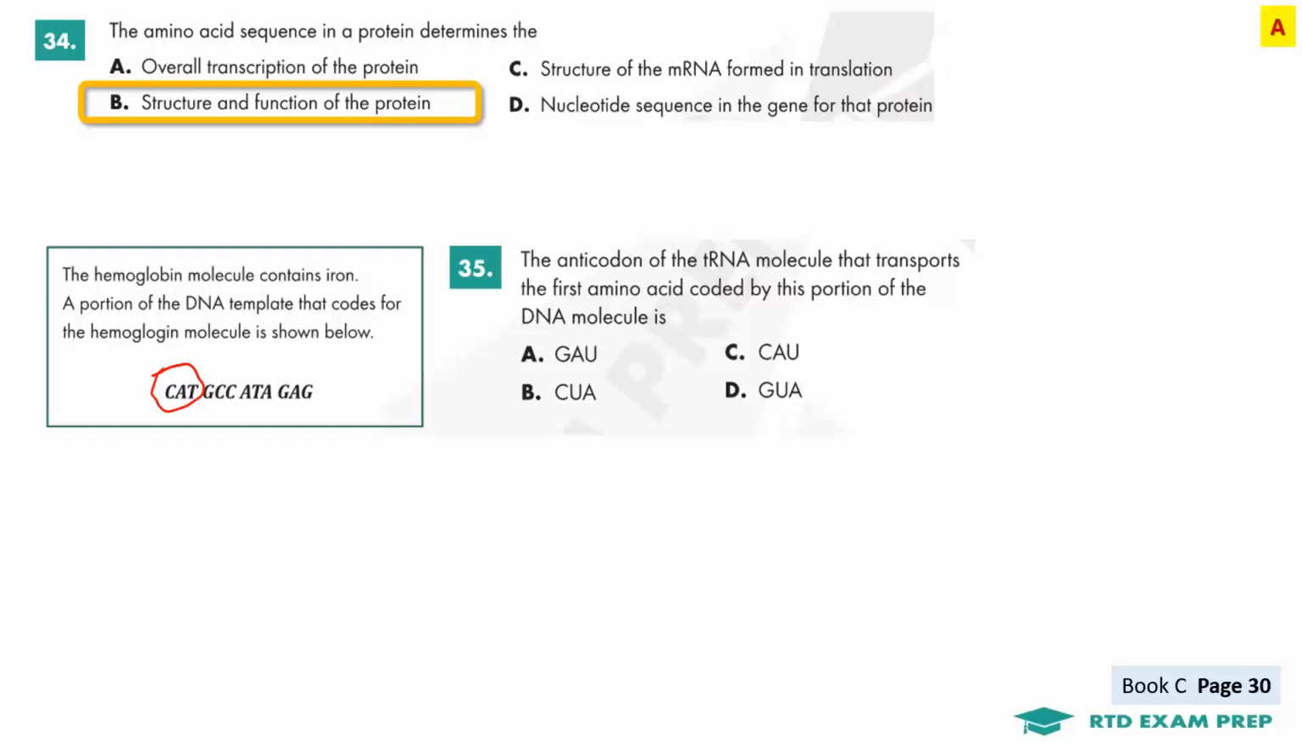We go to our mRNA level. C to G, A to U, T to A. Remember, that's an mRNA. Now we go to our transfer RNA level. C, A, U. We set it up like that. 35 is C.